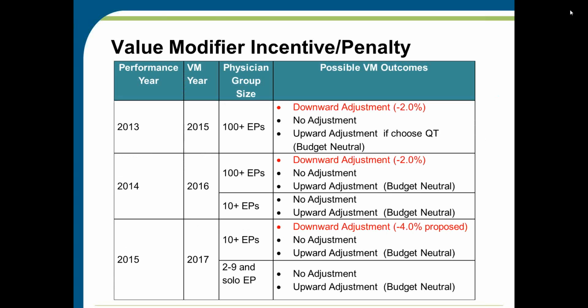Based on 2014 reporting is an additional negative 2% to the PQRS penalty of negative 2%. Next slide.